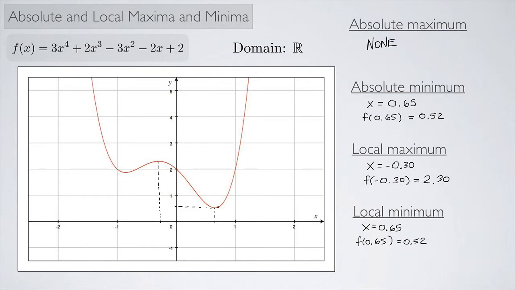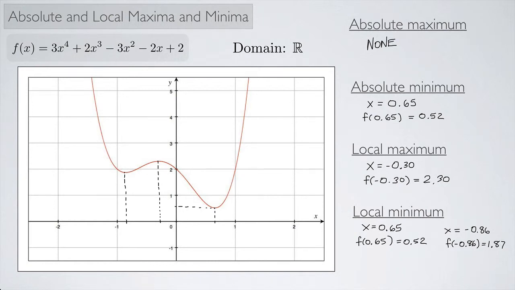Are there any others? How about this right here? This seems to be a local minimum, so we want this x value right here. And for that local minimum, that x value is negative 0.86. And then we can find the actual value here in f of negative 0.86, and that's about 1.87. Now let's just check 1.87. Yeah, that seems to be about right.